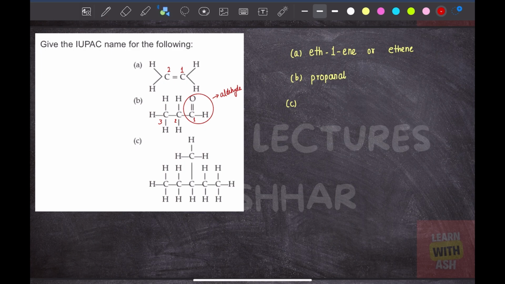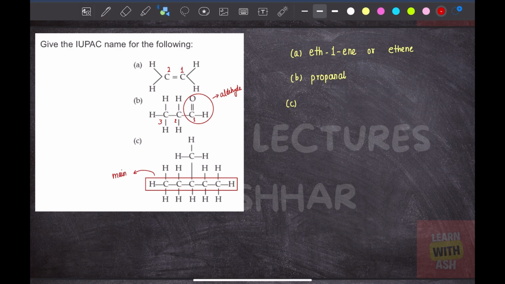Then for the next one, now over here there is another thing. Firstly, we need to check which carbons we need to add. Like I am thinking 1, 2, 3, 4. If I am adding in this way, there are 4 carbons coming. If I am adding in this way, 1, 2, 3, 4, 5. So this is my maximum carbon chain. So this will be my main chain.